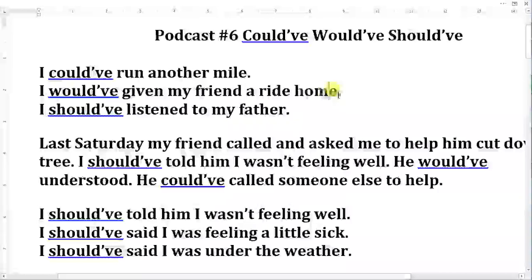When you say, I could have run another mile, it means you were able to run another mile, but you did not do so. But again, I could have run another mile.